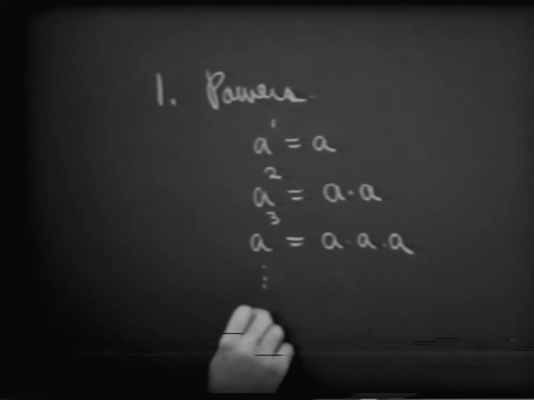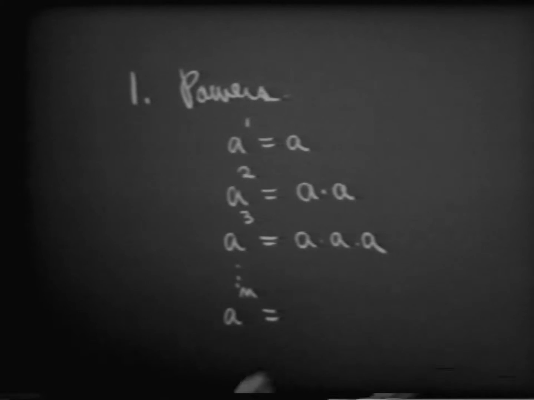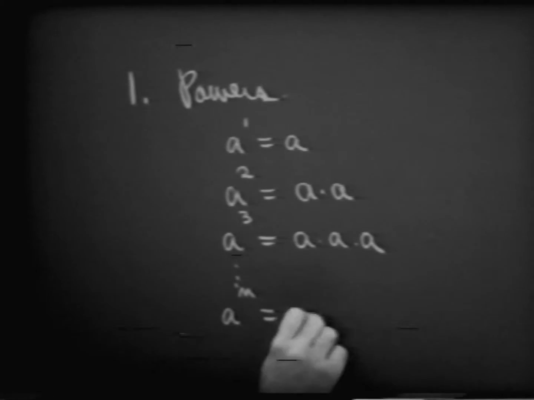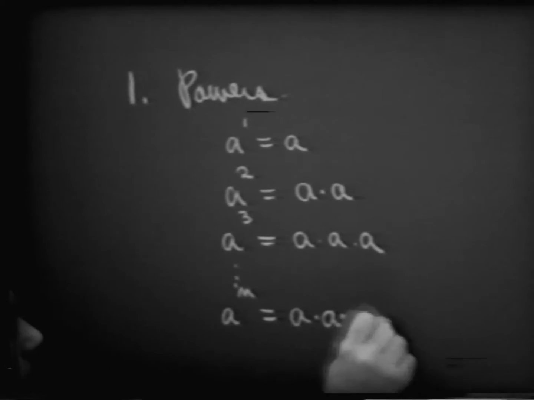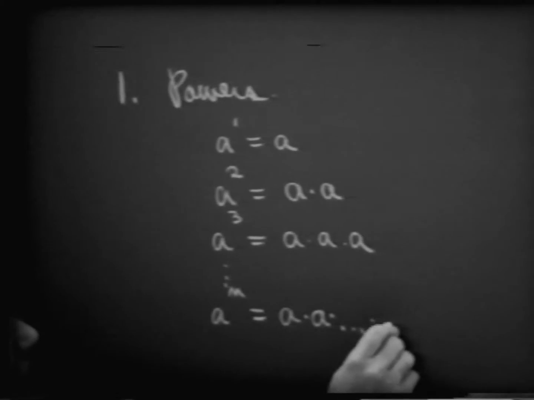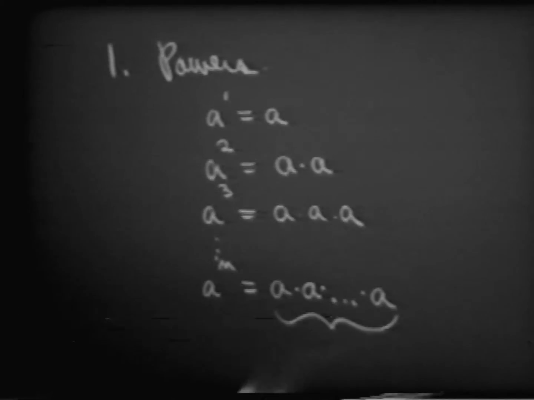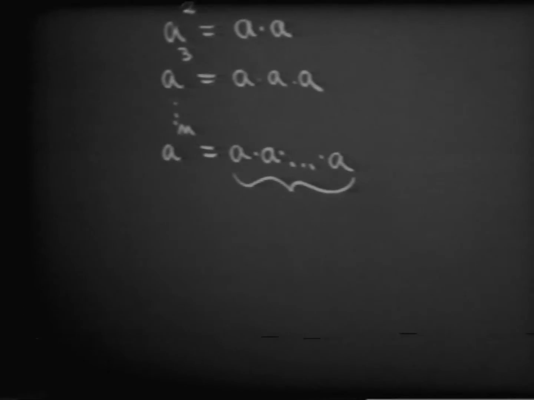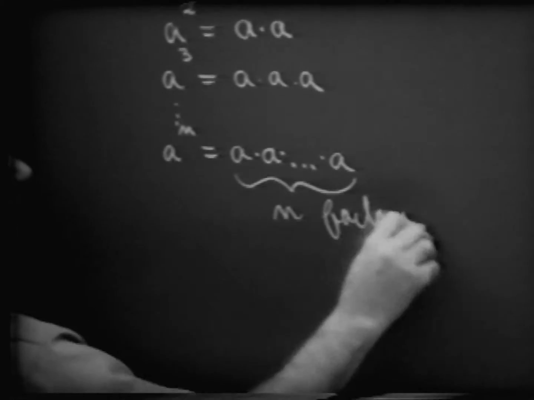And if we were to continue this and write a to the nth power, how then may we write this? Well, let's use some symbolism. A times a times, and let me put in some dots here to indicate that we have some factors missing, and finally have some factor of a there. And how many of these factors do we have? We have n of them, is that right? We have n factors, all right?